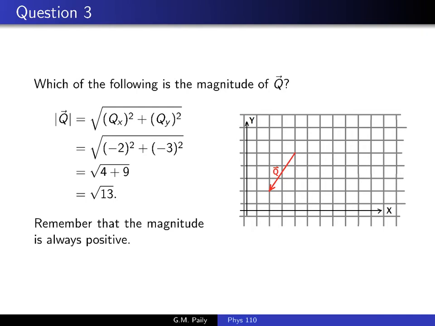So we can see that having determined Qx and Qy, we simply square them and add them and square root them to get the magnitude. Because of the squaring, even though these components are both negative, once they're squared, the negative sign goes away. Remember that the magnitude is always positive or at most 0.